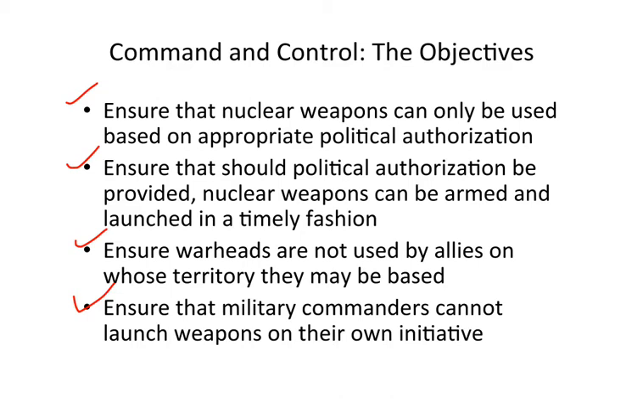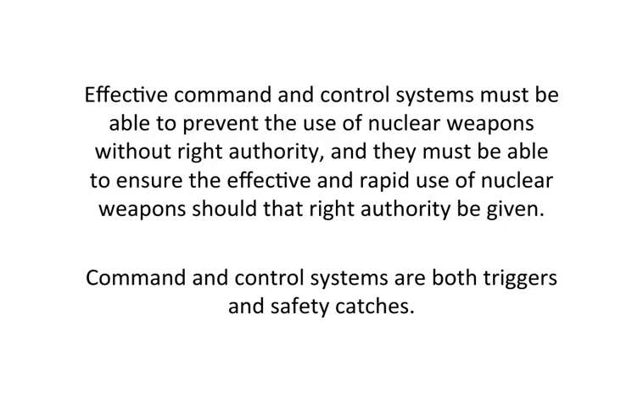So you can see in these objectives there's very much this concern over political authorization on the one hand and military capacity and military control on the other. In a sense, command and control systems do two things. They've got to be able to prevent the use of nuclear weapons without right authority, meaning the appropriate political authority, and they must be able to ensure the effective and rapid use of nuclear weapons should that right authority be given.